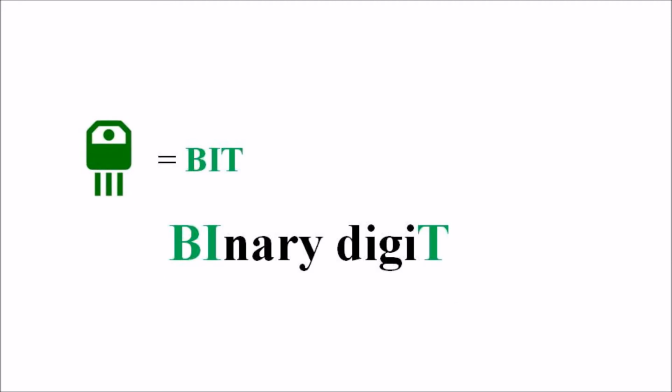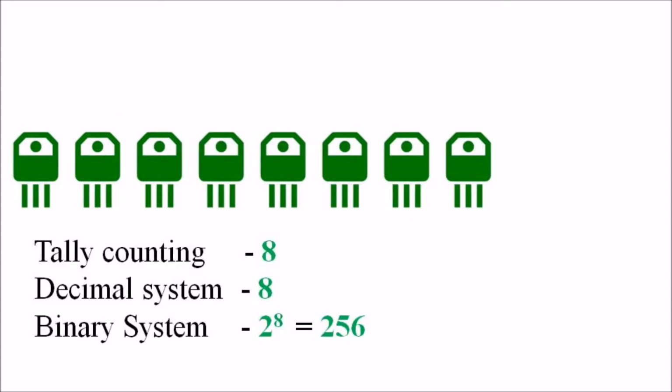Each binary digit is called a bit, and a computer memory is represented in terms of how many bits it can store. If we are considering 8 transistors in a row, in a tally counting system or in a decimal counting system, by using these 8 transistors we can only represent 8 possible conditions. But in the case of the binary system, we can represent 2 raised to 8 conditions. That is, 2 raised to 8 is equal to 256 different values by using these 8 transistors.